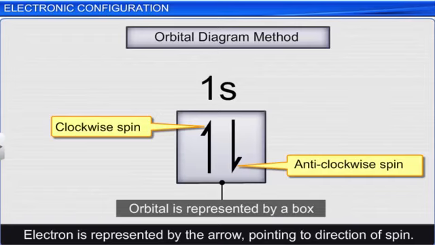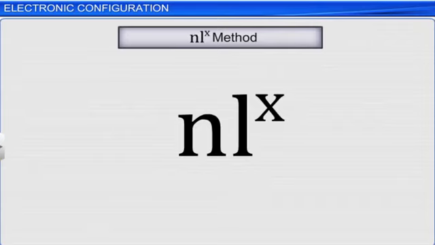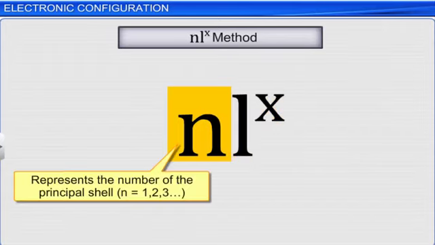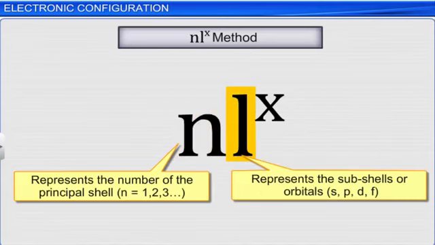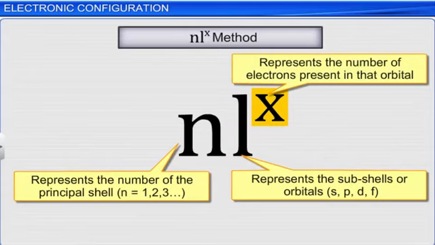The other way of representing the electronic configuration is by the nlx method. Here, n represents the number of the principal shell, that is 1, 2, 3, etc. l represents any subshell or any orbital: s, p, d, f, and x represents the number of electrons present in that orbital. For example, 3p² denotes that the p subshell of the third principal orbit contains 2 electrons.